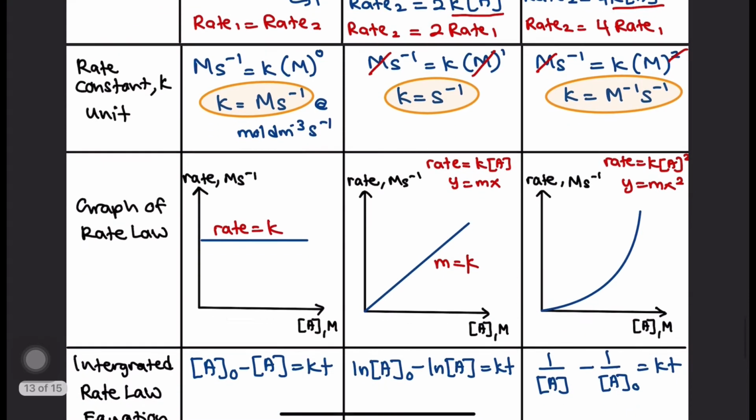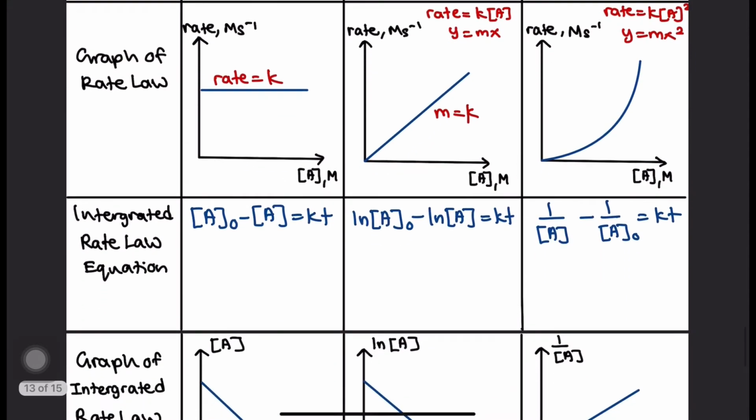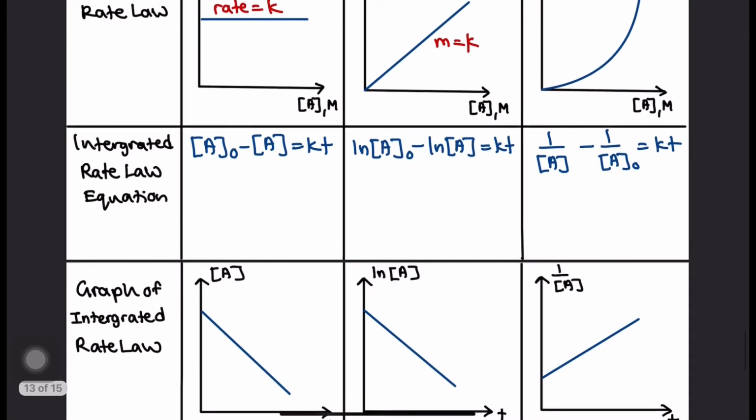Now let's move on to another set of equations for the order of reaction. It is known as the integrated rate law equation. You are not required to know the derivation for these equations. However, you have to memorize them by heart. So for zero order reaction, it would be concentration of A naught minus concentration of A equivalent to kt. A naught is the initial concentration, whereas A is the concentration at a given time t.